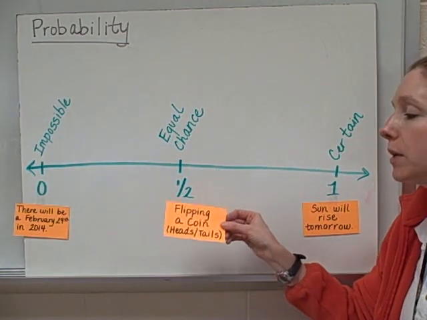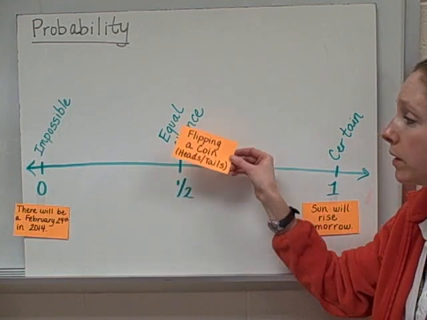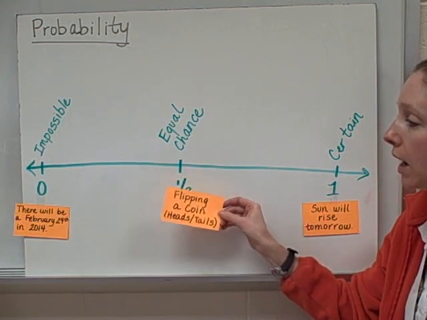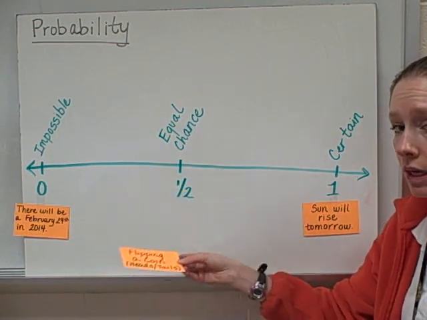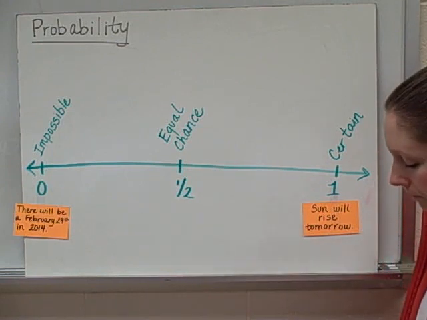Okay, last one says flipping a coin. Well, that's a probability of equal chance, or 1/2. I have an equal chance of getting a heads and equal chance of getting a tails.